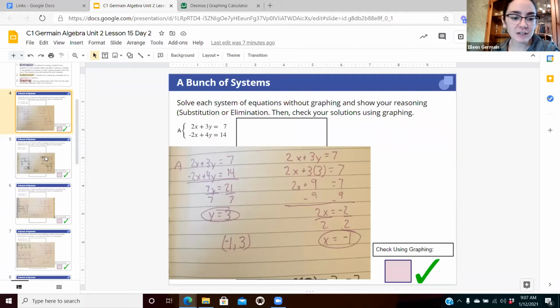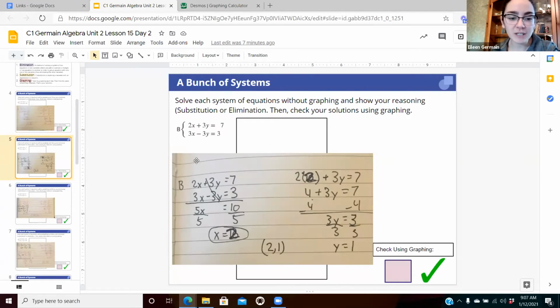Now, if we look at this next one here, we have B. This one also has our y's ready for elimination because we have the same number attached at the front and opposite signs, positive and negative. So we can simply add our equations together. Our y's cancel out, and our x's add to 5x equals 10.